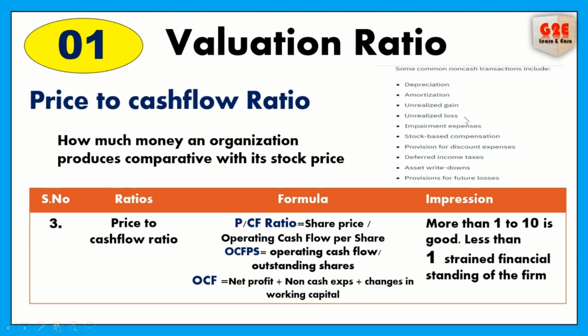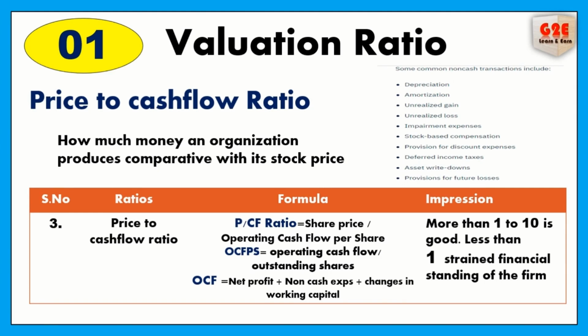Another thing there will be is unrealized losses. From a banking point of view, if you're looking at interest and those things, there will also be deferred income taxes, asset write-downs, provision for future losses and everything else. So this calculation you're not going to do manually. But it is helpful: on some websites it is not available, only the details are available, and they do not even provide the price to cash flow ratio. With the help of this formula you can calculate it.